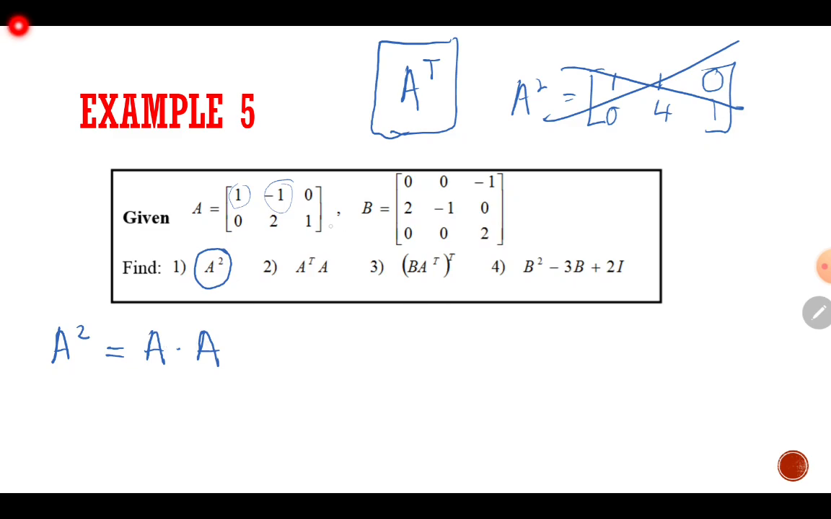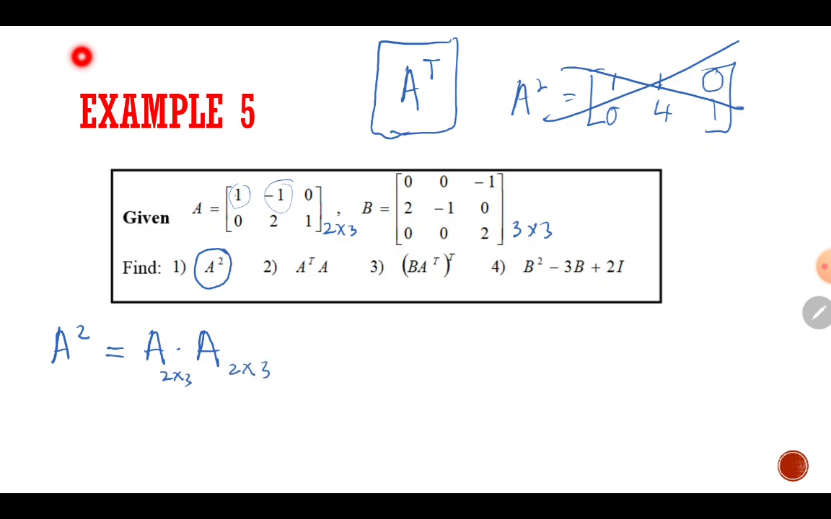Now, let's check the size of the matrix here. Before we proceed with multiplication, we need to check the size of the matrix first. So here we have 2 rows times 3 columns. For matrix B, while we're determining the size, it is 3 times 3, right? So for A, we have 2 times 3, multiplied with matrix A also 2 times 3.